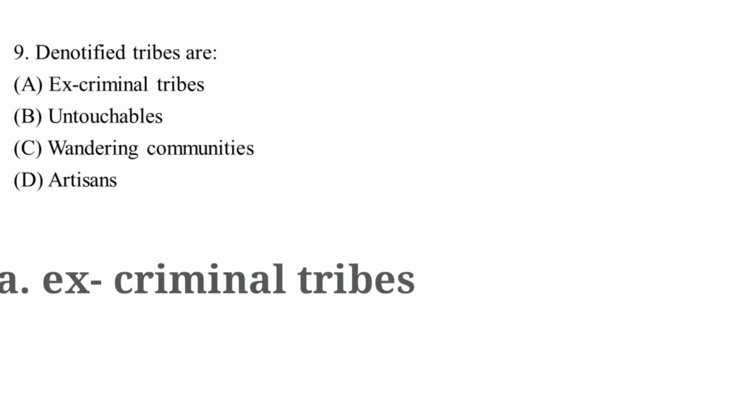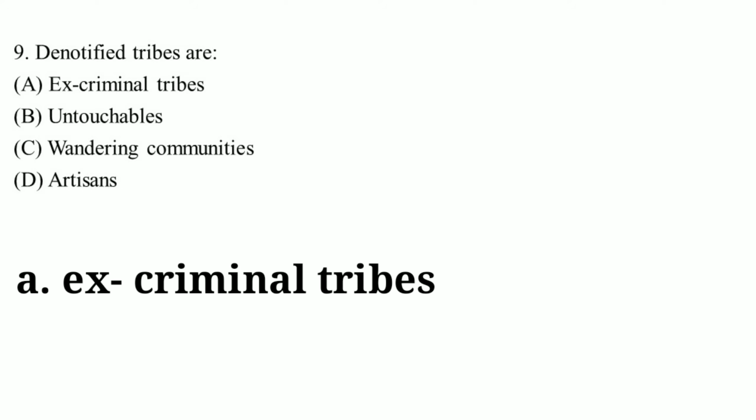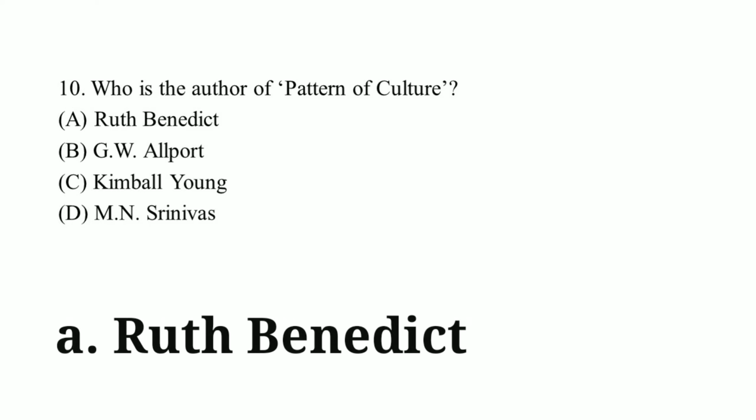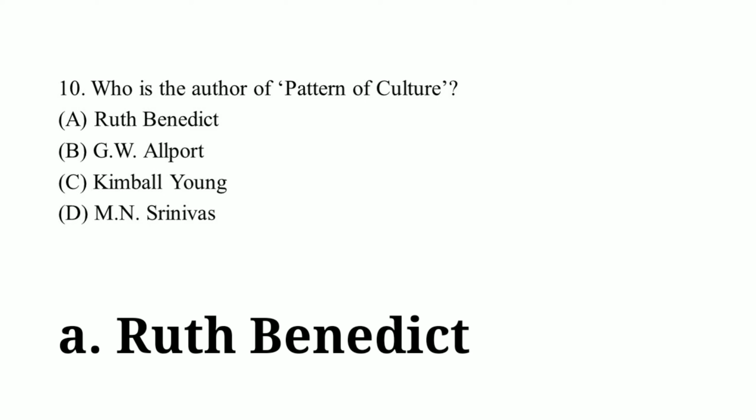Next question, denotified tribes are option A, ex-criminal tribes, option B, untouchables, option C, wandering communities, and option D, artisans. So the right answer is option A, ex-criminal tribes. Next one, who is the author of Patterns of Culture? Right answer option A, Ruth Benedict.